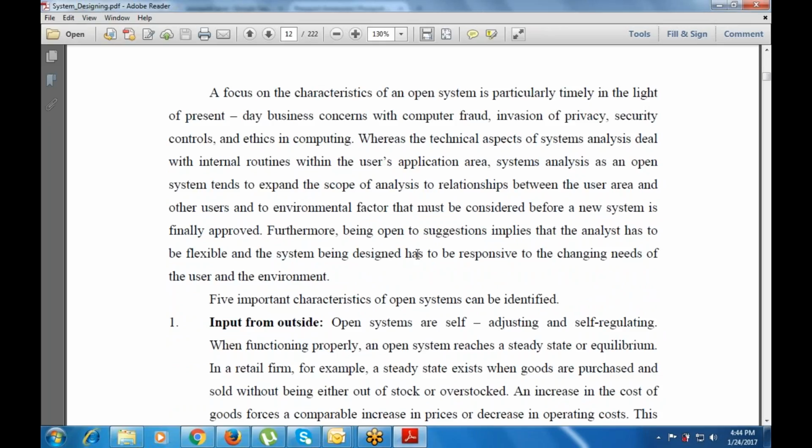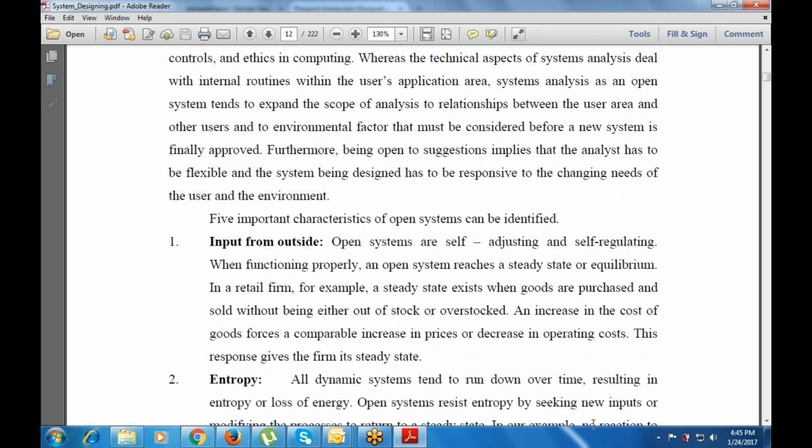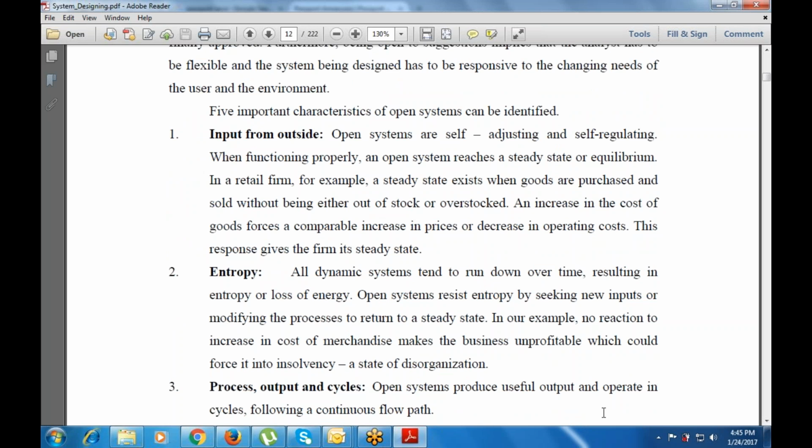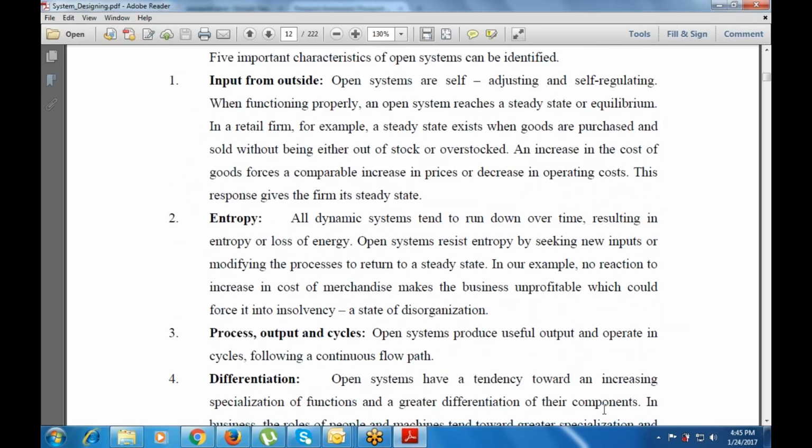Now, what are the various characteristics of the open system that are identified? One is input from outside. Open systems are self-adjusting and self-regulating. When an open system is functioning properly, it reaches a steady state or equilibrium within the entire firm. Whenever there is an increase in the cost of goods, it forces a comparable increase in prices or a decrease in the operating system.